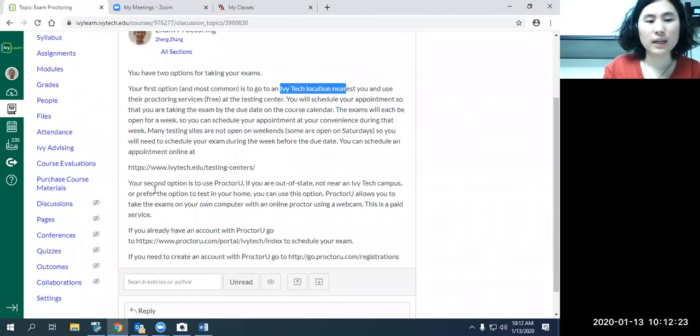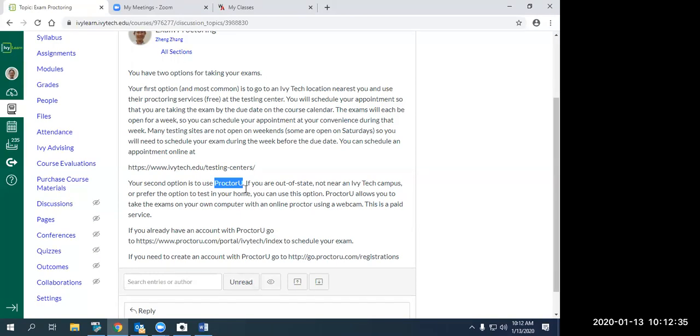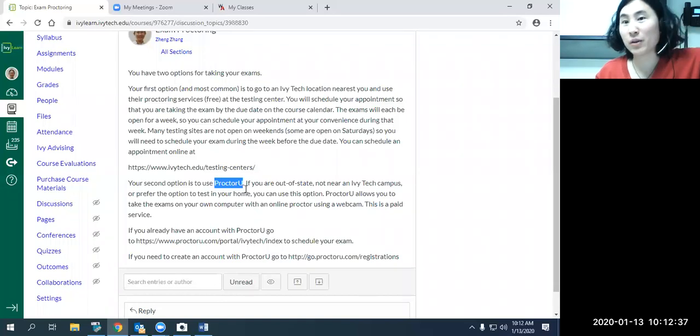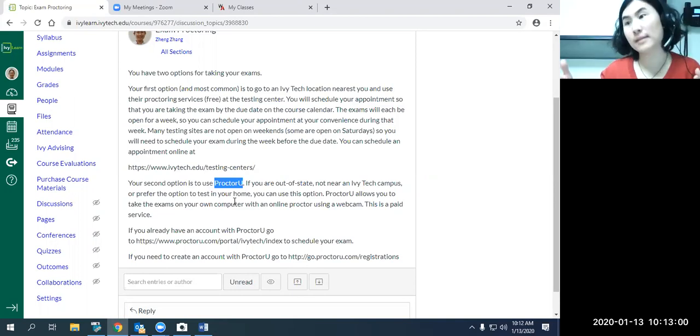This is one option. The second option is for some of you who don't have a chance to go to a testing center, or if you do the class even outside the state. I even have students take my class outside of Indiana, in Michigan and Illinois. So you can also take the exam through ProctorU. However, if you're using ProctorU, you have to pay for it. They will charge you a fee of about $19 or $20, I cannot remember, per exam.